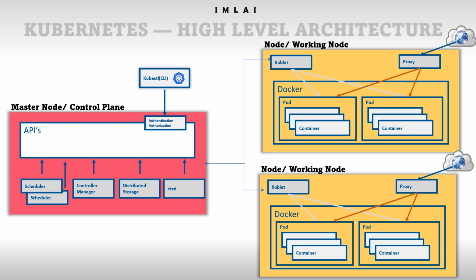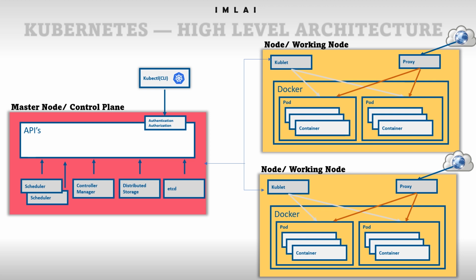And kube-proxy uses the operating system packet filtering layer if there is one and it's available. Otherwise, kube-proxy forwards the traffic itself. So that's how a kube-proxy takes care of networking and load balancing inside a worker node. These are the main three components that we have seen in a worker node.